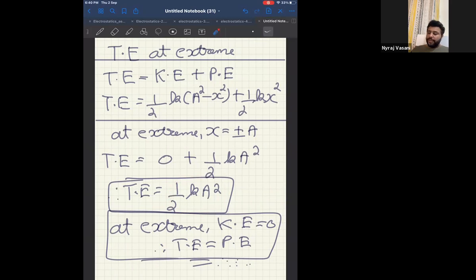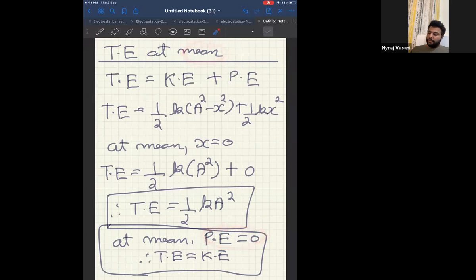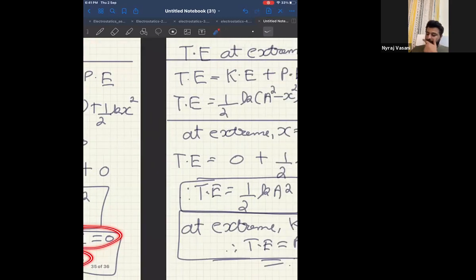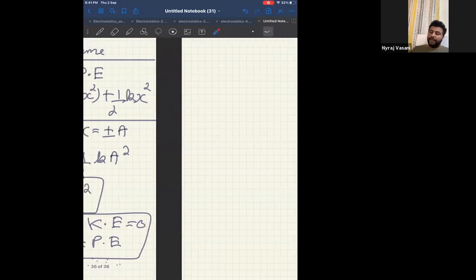But what we came to know is that at mean position, potential energy is 0. Therefore, my total energy is kinetic energy. And at extreme position, my kinetic energy is 0. Therefore, my total energy is equal to potential energy. Therefore, now which are the 5 formulae that you have?